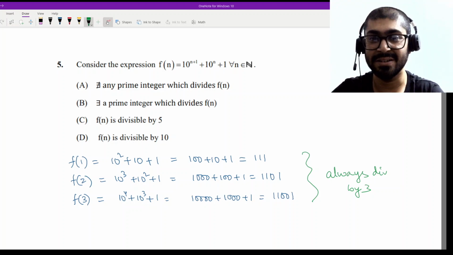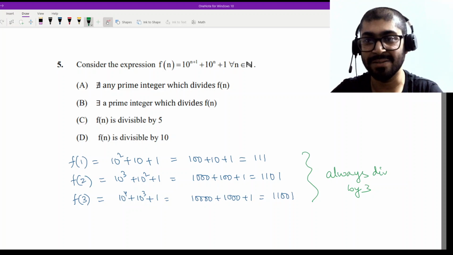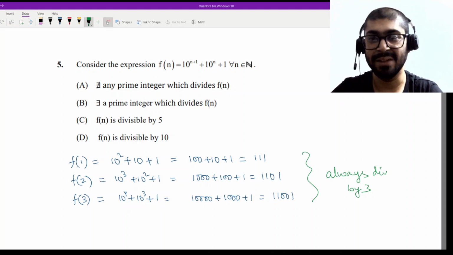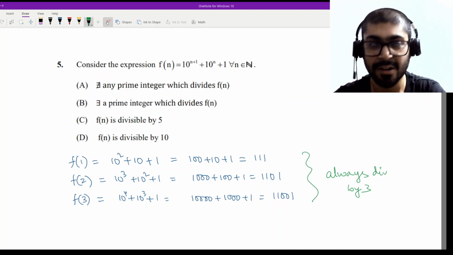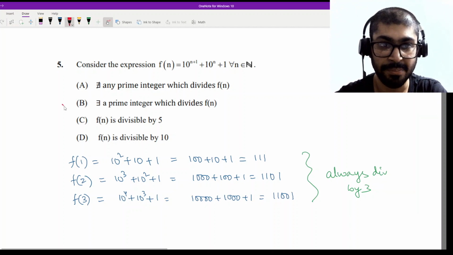There does not exist any prime integer which divides F_n. That is not possible, right? There will always be a positive number that will divide F_n, a prime number. Even if it's a prime number, it will divide it, because that has a factor. So clearly this is option B.